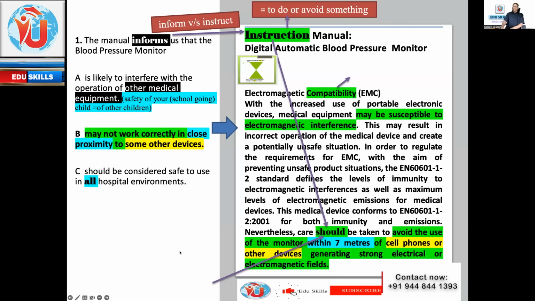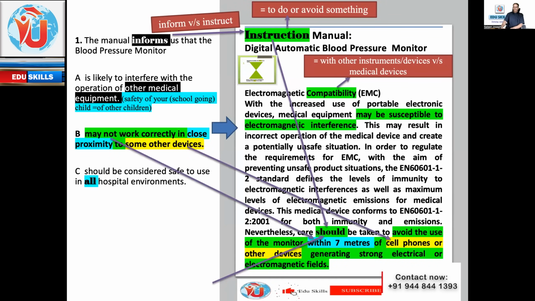Okay. Then other instruments or devices versus medical devices. This is speaking about compatibility with other instruments or electronic devices, not about other medical devices. That clarity should be there. Then some other devices, I have told you that. Some other devices, cell phones, and within 7 meters is a proximity.